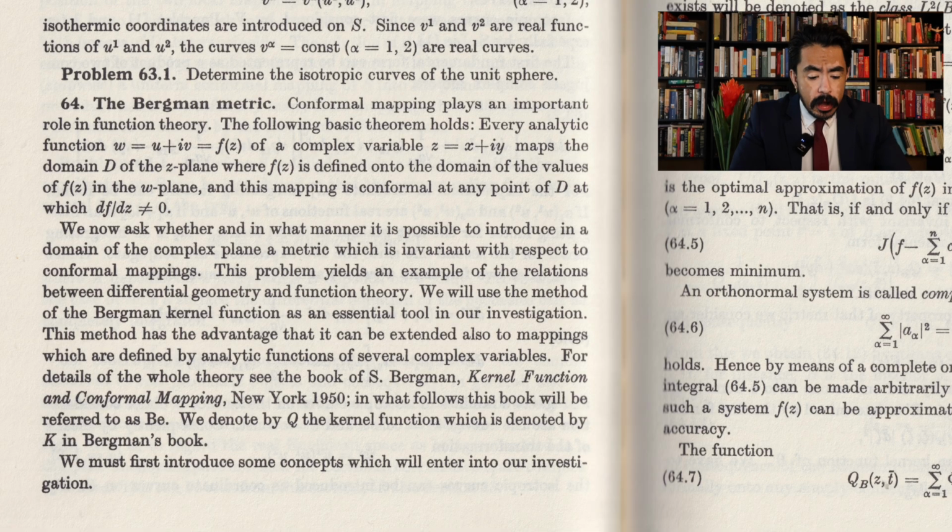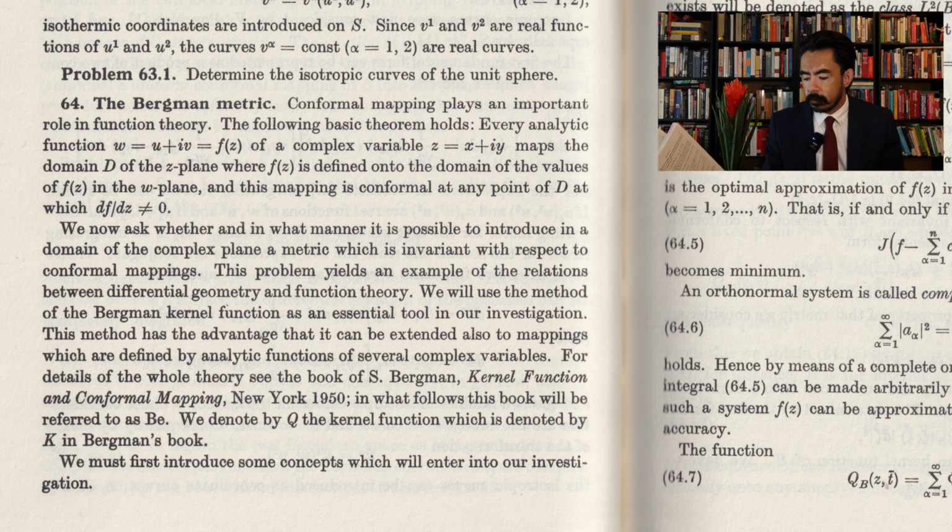And as promised, we are now in section 64 on the Bergman metric. Conformal mapping plays an important role in function theory or functional analysis. The following basic theorem holds: every analytic function w equal to u plus i v, which is equal to a function f of z, of a complex variable z equal to x plus i y, maps the domain capital D of the z-plane, where f of z is defined, onto the domain of the values of f of z in the w-plane, and this mapping is conformal at any point of the domain capital D at which df/dz is non-zero.